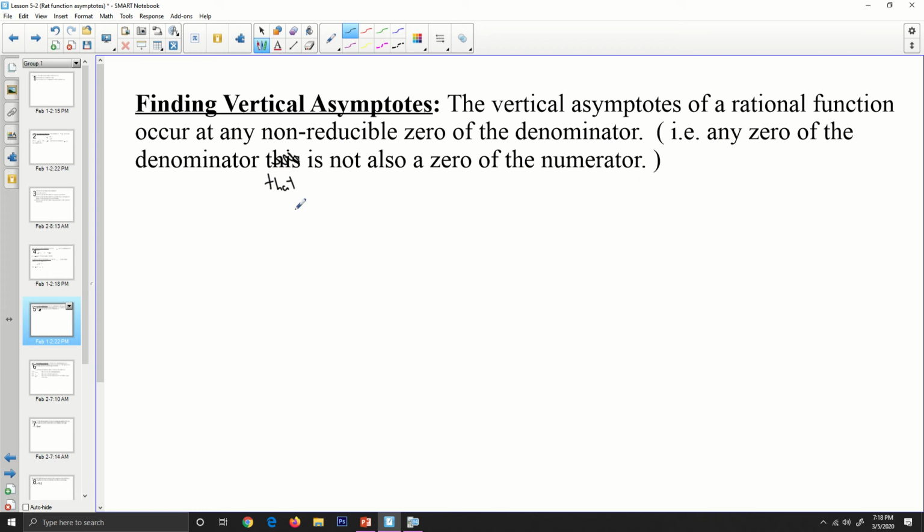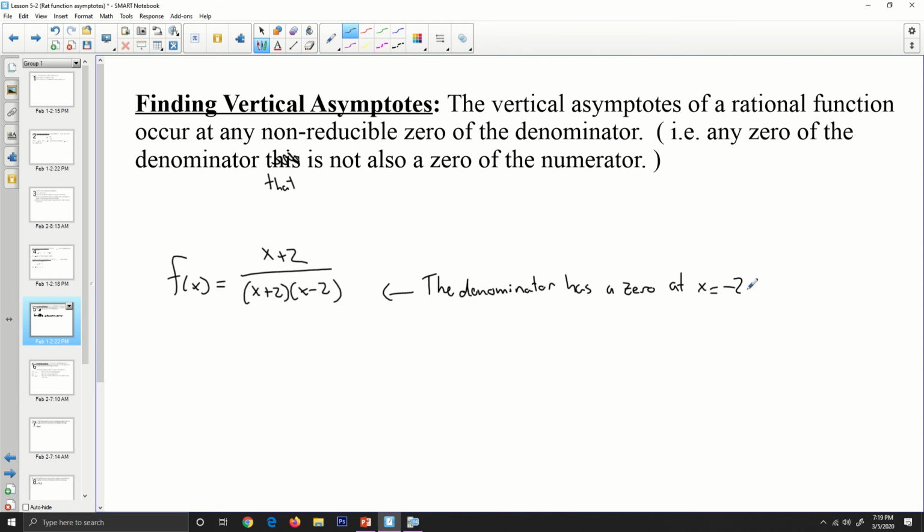So what does that mean in context? So let's say I said f of x was equal to x plus 2 over x plus 2 times x minus 2. And so you'll notice I call the vertical asymptote at a non-reducible 0 of the denominator. Now this denominator has 2 zeros. The denominator has a 0 at x equals negative 2 and x equals positive 2.